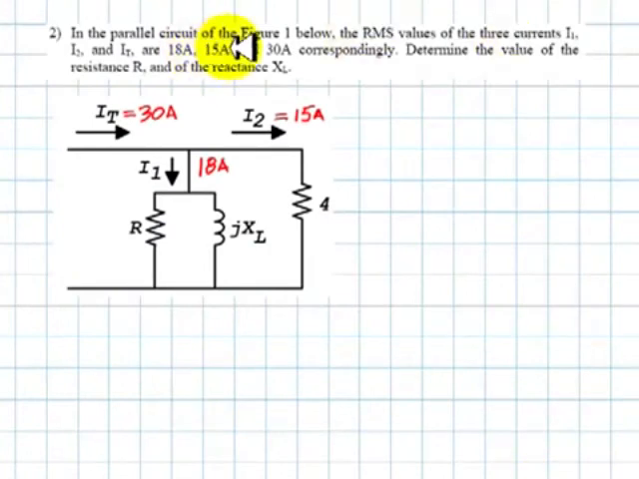In the parallel circuit of figure 1 below, the RMS values of the three currents I1, I2, and IT are 18 amps, 15 amps, and 30 amps correspondingly. Determine the values of resistance R and of the reactance XL.